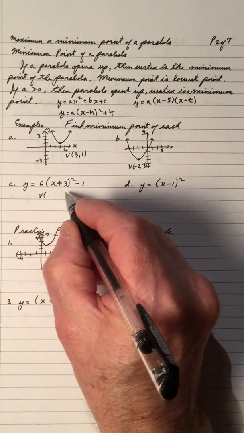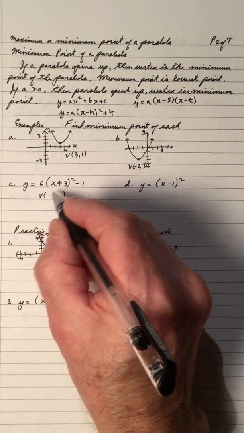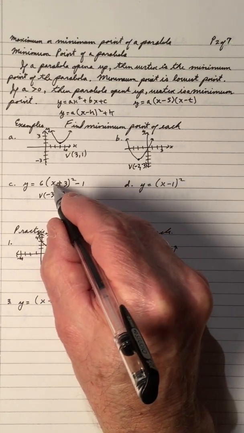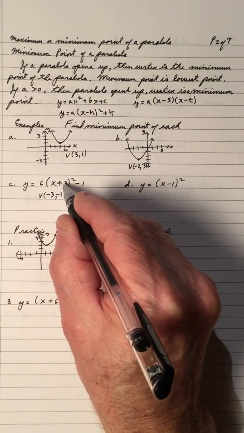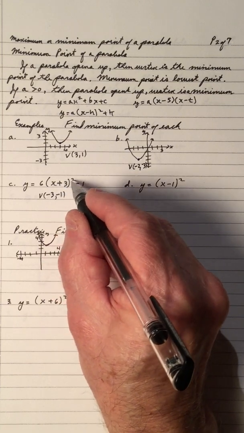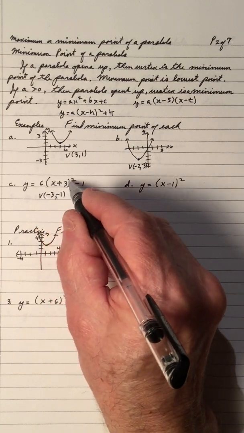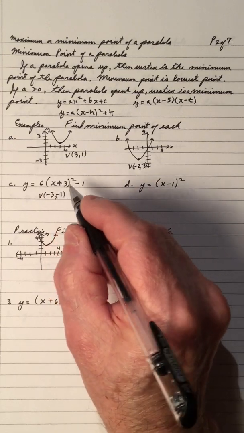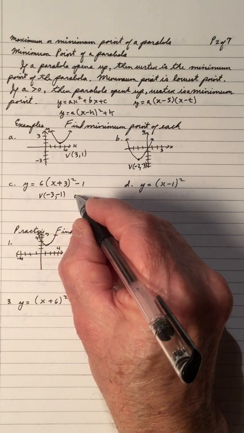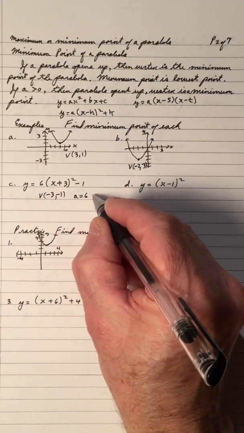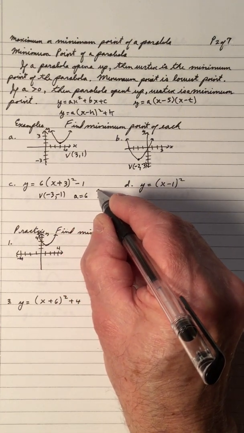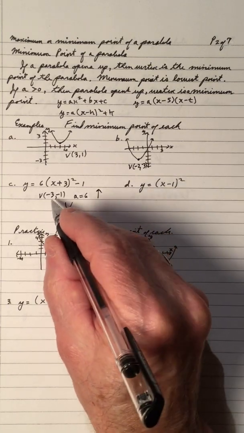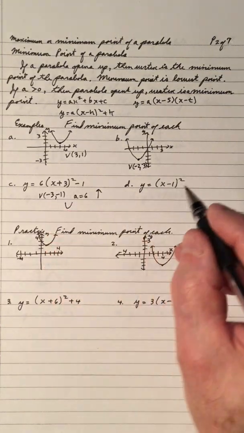The vertex of this parabola is the opposite of +3, which is -3, and -1. Again, reminder, when you put -3 in the place of x, this becomes 0. 0 squared is 0. 6 times 0 is 0. So y is -1. So -3, -1. And that's the minimum point because a is 6 and that's positive. The parabola opens up like this. So it's a minimum point. So the minimum point is the vertex.